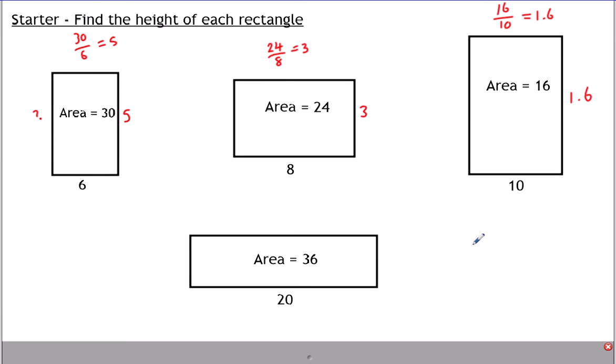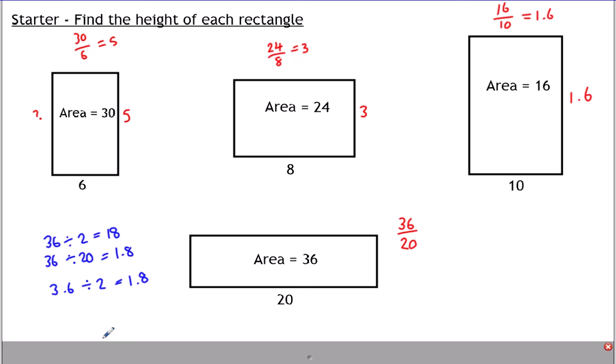And then the last one, which is probably the trickiest of the lot then, what we need to try and do is 36 divided by 20. How you do that without a calculator, I think you've got a couple of ways. You could do 36 divided by 2 is 18, so 36 divided by 20 must be 1.8. Okay. The other thing you could do is make the top and bottom 10 times smaller and do 3.6 divided by 2, which is 1.8.